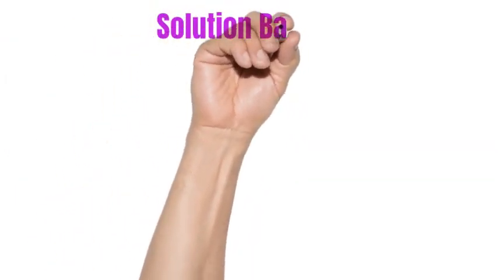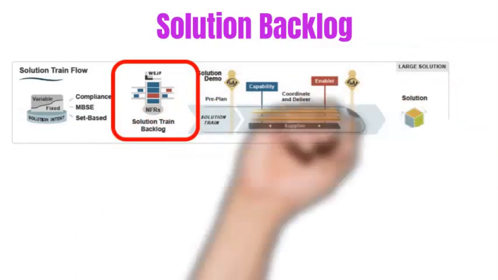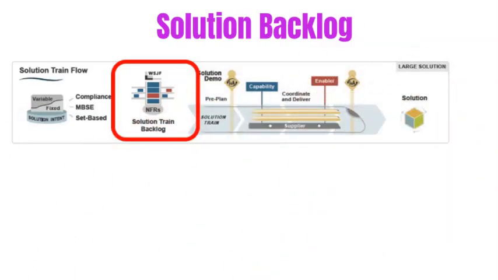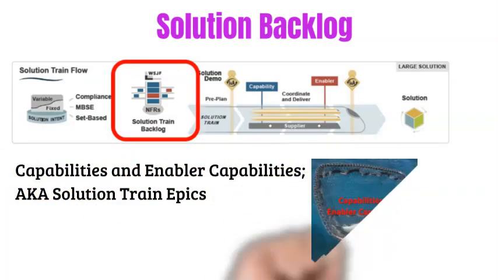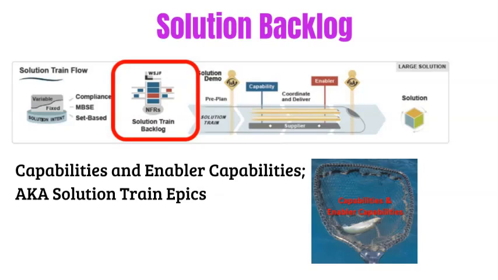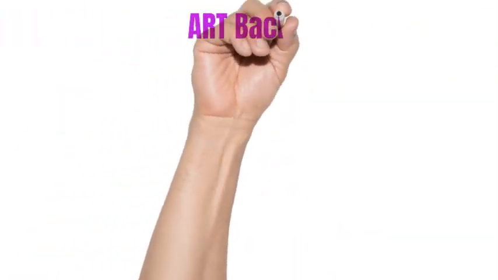Then come the capabilities. Capabilities in SAFe are in the large solution area. Again, I'm going to the fish pond with a different net now, and I'm looking for only capabilities and enabler capabilities. These capabilities sometimes are also called solution epics, but no matter what, we are looking for only capabilities and enabler capabilities, and that subset of the big product backlog is called the solution train backlog. The solution train backlog is owned by the solution manager.